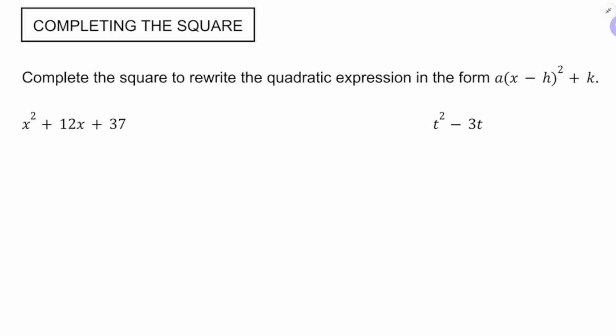And because it's probably been a while, I'll just take a couple steps back to Algebra 2 and remind you what we even mean by completing the square. Complete the square to rewrite the quadratic expression in the form a times x minus h squared plus k. Alright, so we got this x squared plus 12x plus 37.